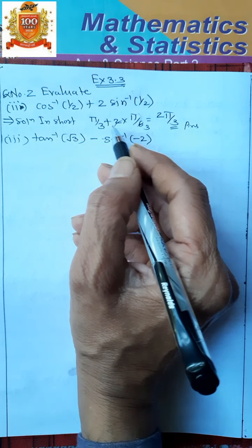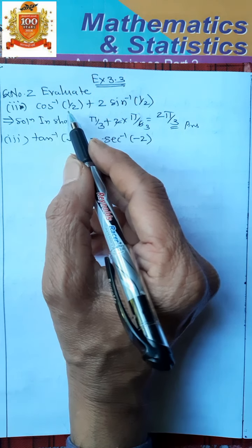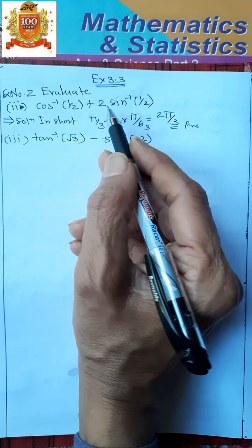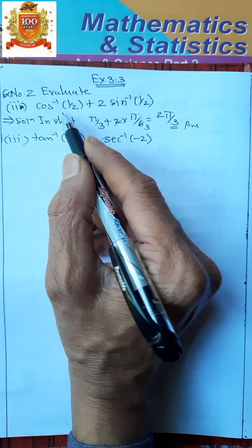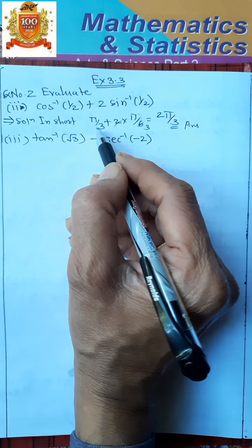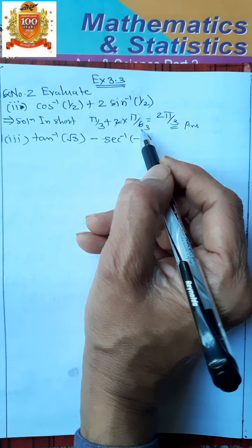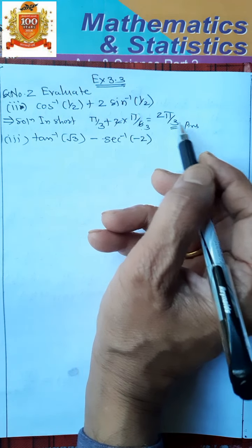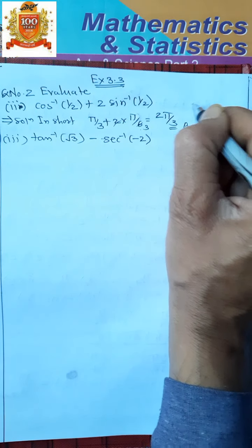But you have to solve it step by step, isn't it? Find the principal value of cos inverse 1 by 2. Find the principal value of sin inverse 1 by 2. That is, the principal value of cos inverse 1 by 2 is pi by 3, and of sin inverse 1 by 2 is pi by 6. Then put the values and get the answer. Very simple question. You can try this. Try yourself.